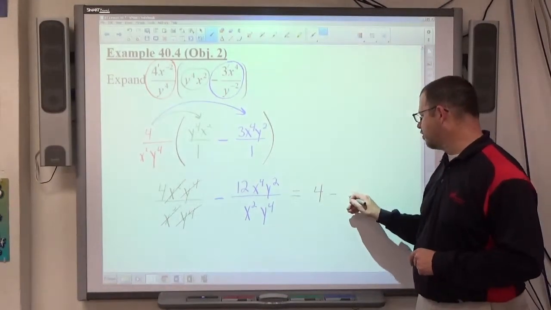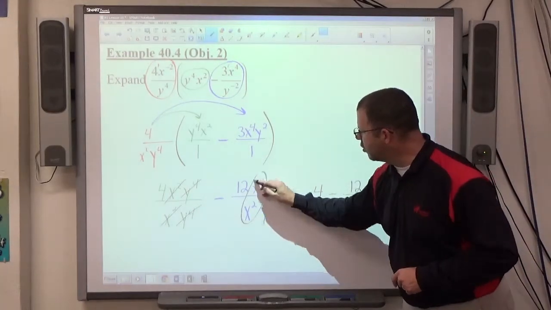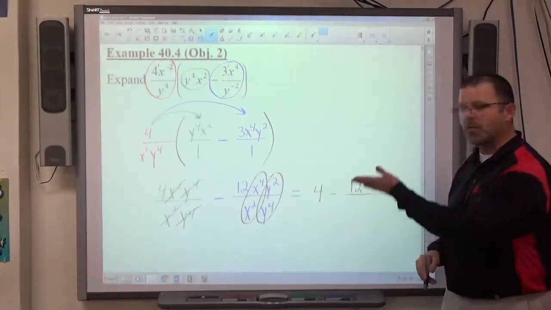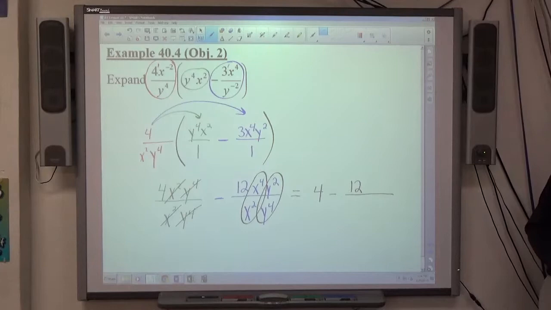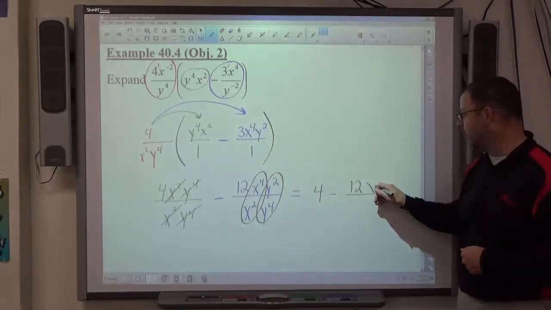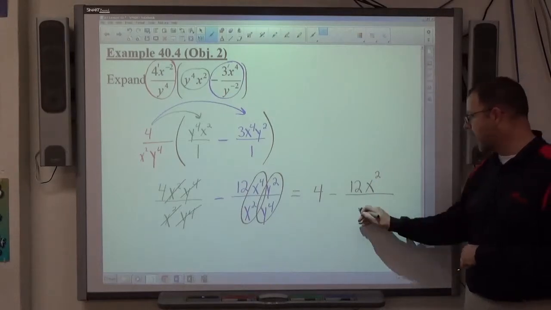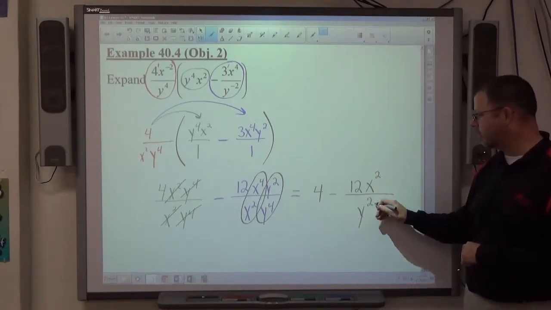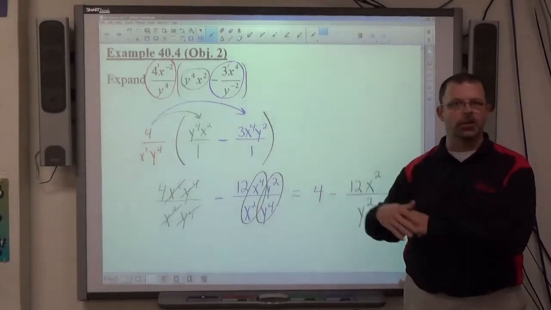Second object, I got minus 12 obviously, right? I've got too many x's, I've got too many y's. 12 is perfectly fine, there's nothing wrong with the 12, so I'm leaving it right where it's at. Where does x belong? On the top, because 4 is bigger than 2. And we subtract: 4 minus 2 is 2. Where does y belong? Bottom. And 4 minus 2 is? 2.